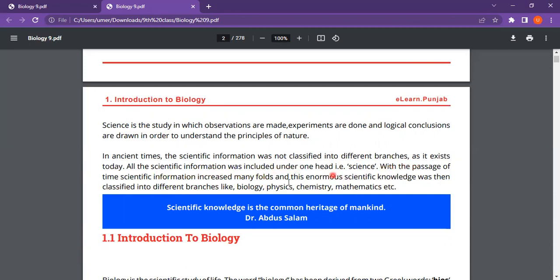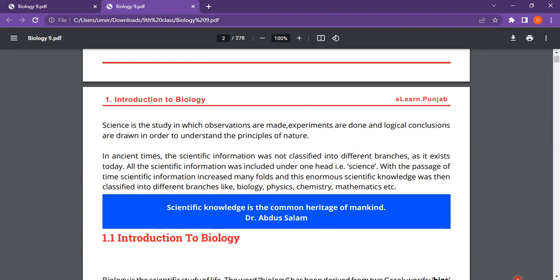With the passage of time, scientific information increased manifold, and this enormous scientific knowledge was then classified into different branches like biology, physics, chemistry, mathematics, etc. Scientific knowledge is the common heritage of mankind.